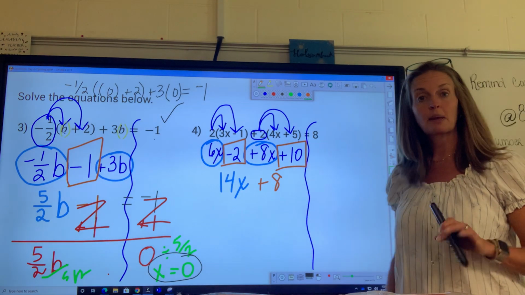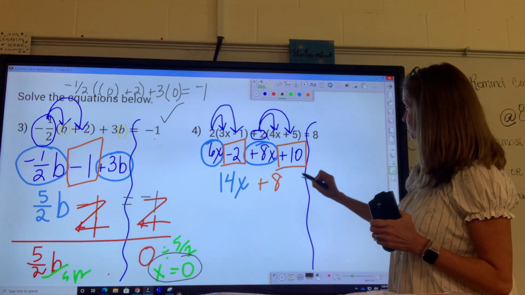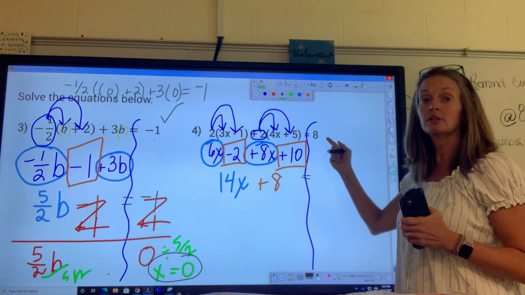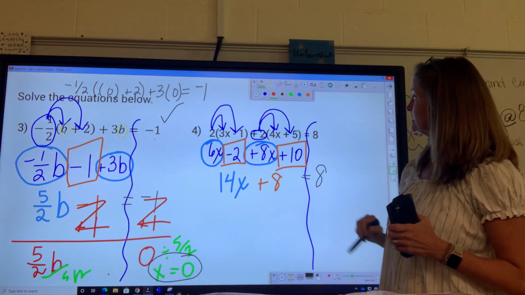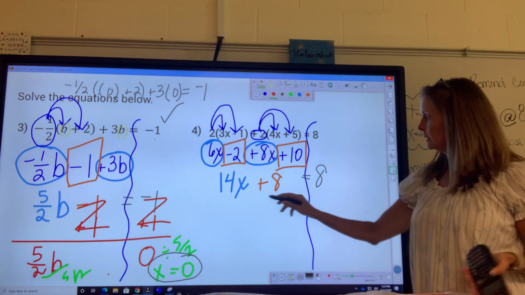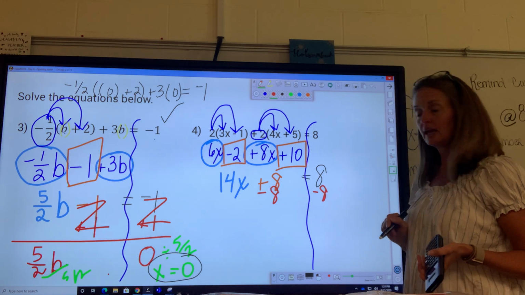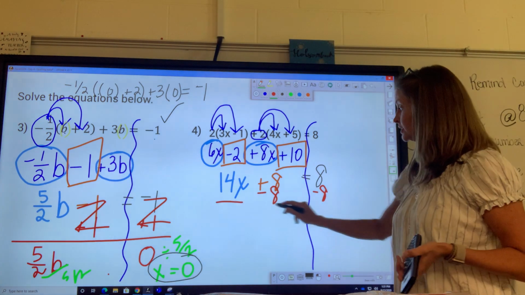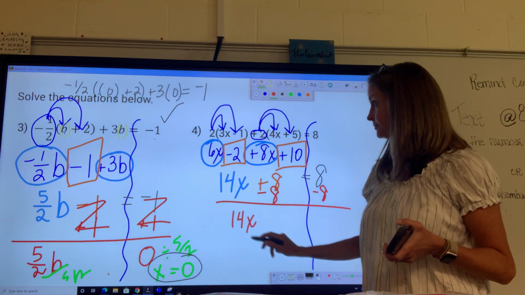Distribute, like terms. Bam. All right, what about this side? Distribute? No. Like terms? No. All right, two-step equation. Bada bing, bada boom. Minus the 8, minus the 8. Didn't touch the letter term yet. I'm working with numbers. So 14x.